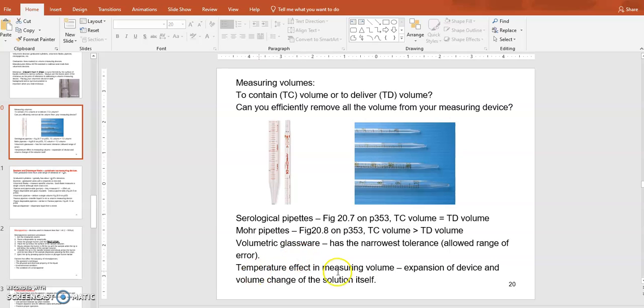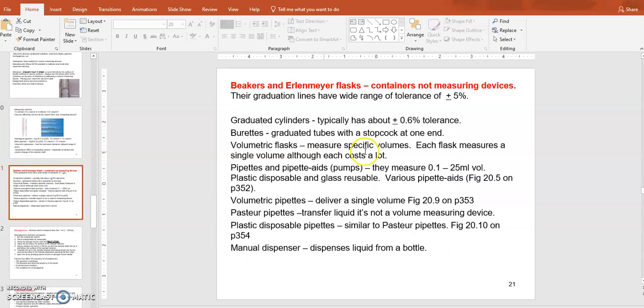And the temperature affects your volumetric measurement, of course, because the thermal energy can expand the volume of your liquid. So that is another important factor. And then beakers and Erlenmeyer flasks, you may see those in the lab a lot, and they do come with graduation on their sides. Okay, but the thing is, they are not considered volumetric devices because the graduation found on beakers and Erlenmeyer flasks is way off, about plus or minus 5% in accuracy. So you don't use beakers or Erlenmeyer flasks when you determine the volume of your liquid. So they are containers, not measuring devices.